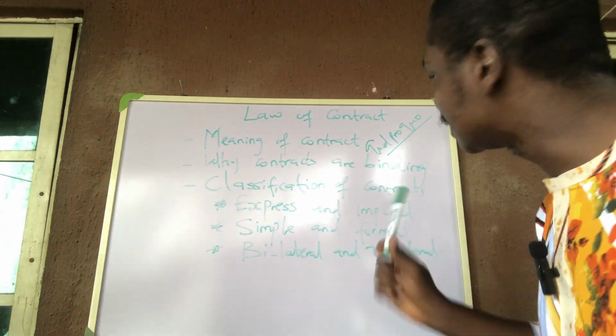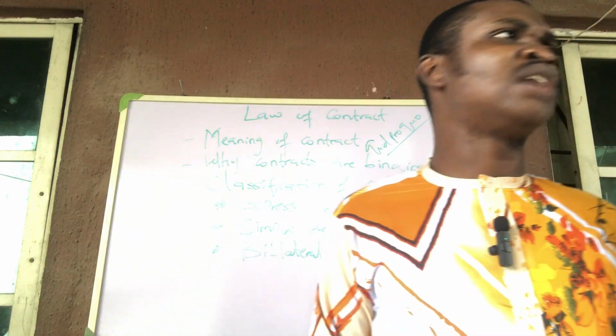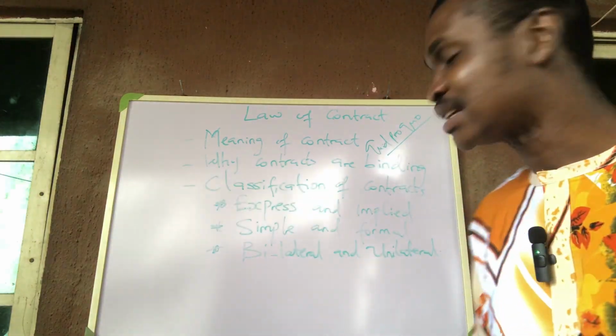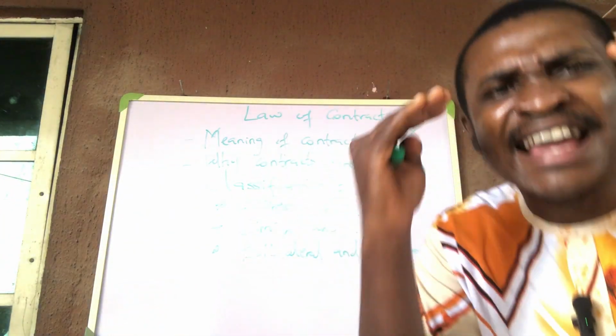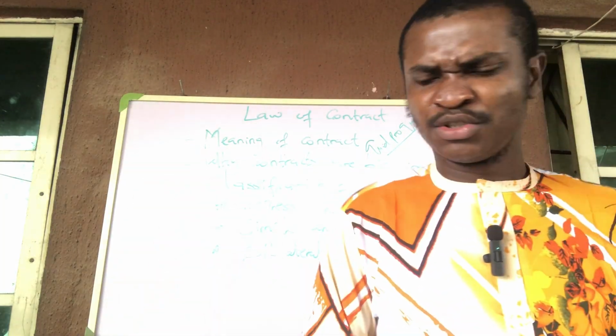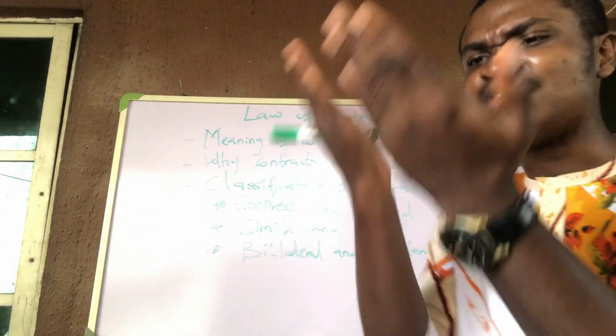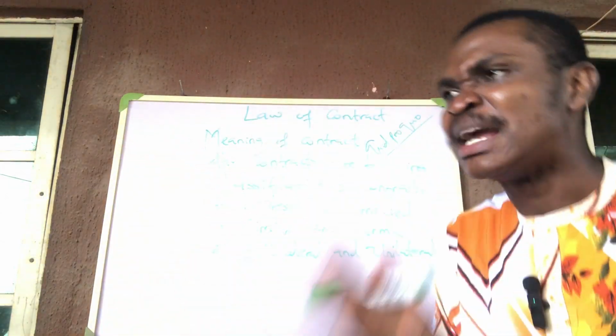Now, express and implied contract is simple. Even from the name, you would have understood it. Express contract, the terms of the contract are expressly stated. They are clearly spelled out. You have written it, it is documented, and you can look at it and understand it and say, okay, this is what I am expected to do.